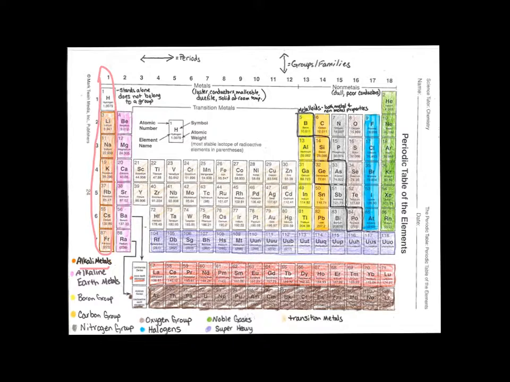All right, the next group that we see on the periodic table is the alkali earth metals. The alkali earth metals are also very reactive. They only have 2 electrons in their outer shell.